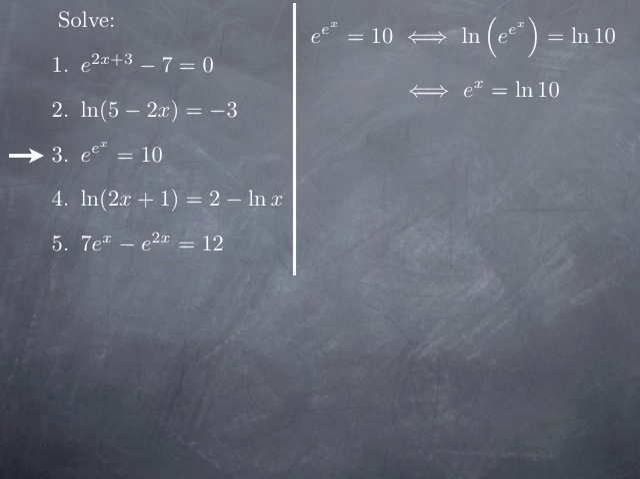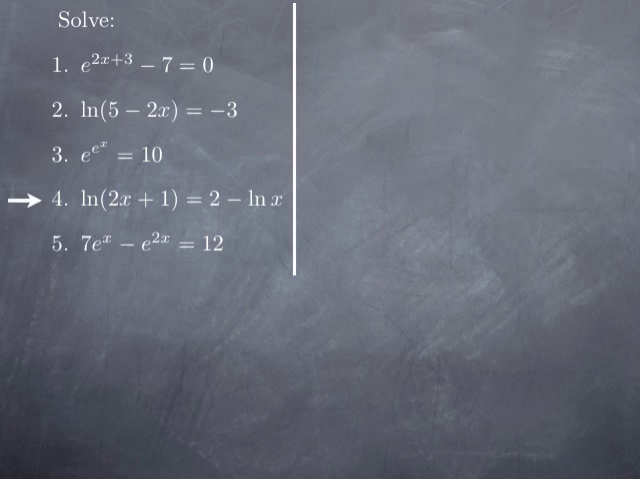Well, I'm going to do the same thing again, take the log on both sides, and I get that log of e to the x, which is going to be just x, is ln of 10. In other words, x equal natural log of 10 is the only solution to this equation.